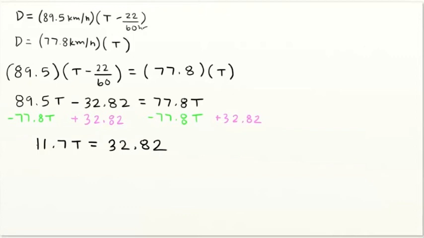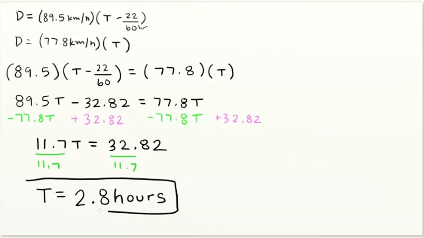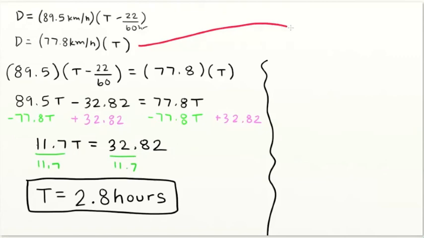We get 11.7t is equal to 32.82. And we are going to divide by 11.7, and we will get our final t, which is 2.8, and that is in hours. So the total time traveled is 2.8 hours. So now all we have to do is plug our t value into one of the distance equations to get the total distance traveled.